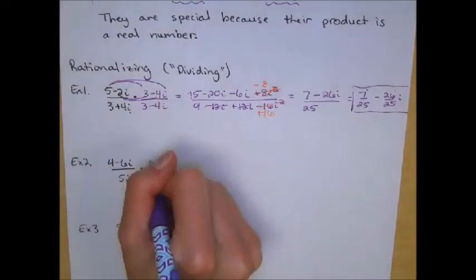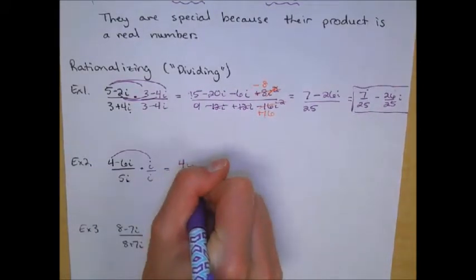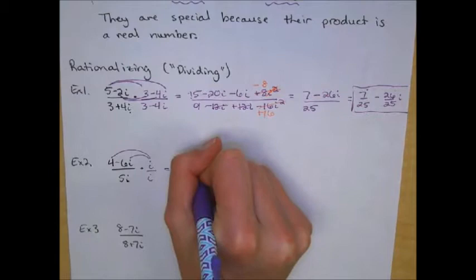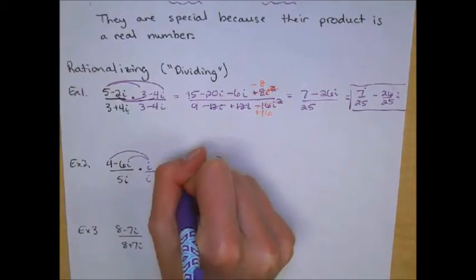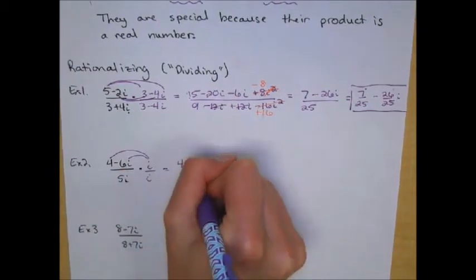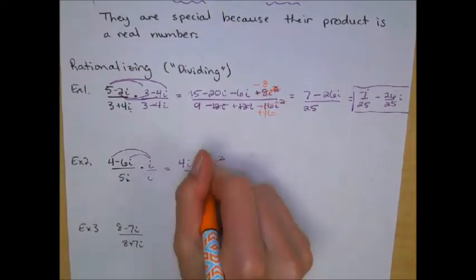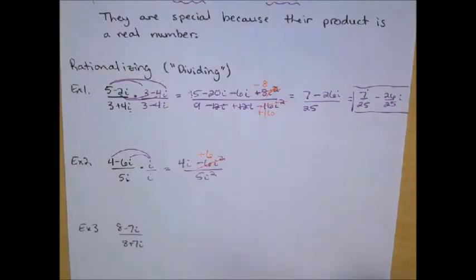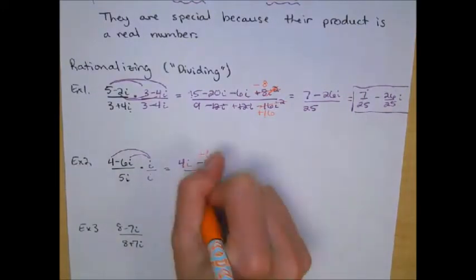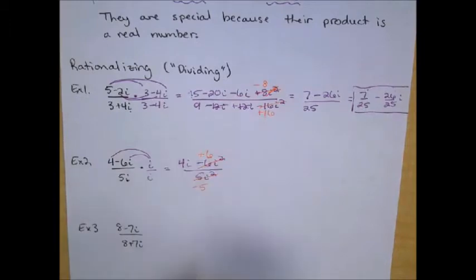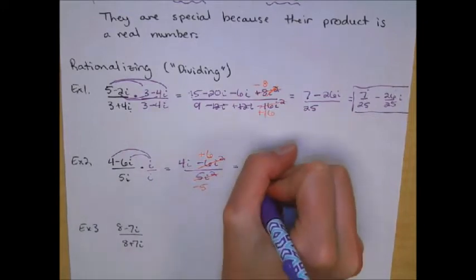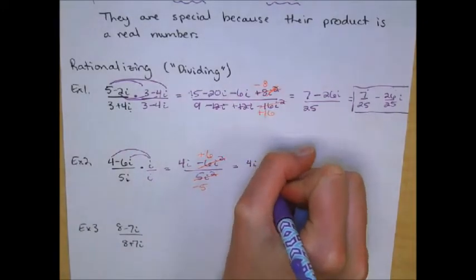I have i times 4 is 4i. i times -6, -6i squared. All over 5i times i is 5i squared. This top piece is going to become +6 because the i squared changes the sign. The bottom piece is -5. So I have 4i plus 6 over -5.